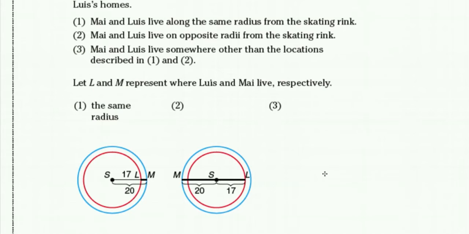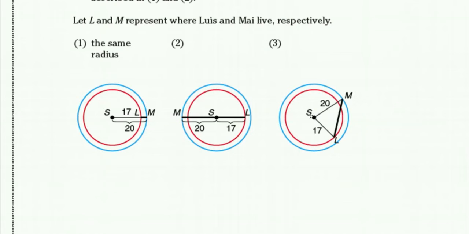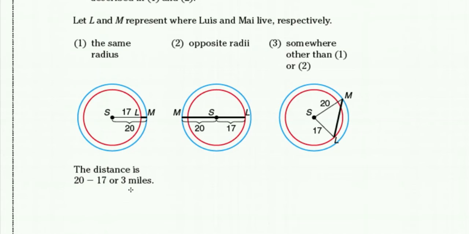And in the third situation, that means they are in locations other than the ones described in 1 and 2. So you can probably do this. Luis lives here, Maya lives there. That's the third situation. Second situation, opposite radii. Third situation, somewhere other than 1 or 2. So if you take the first situation, the distance is 3 miles. They live 3 miles away from each other if they live in the same radii. If they live in opposite radii, they are 37 miles apart.